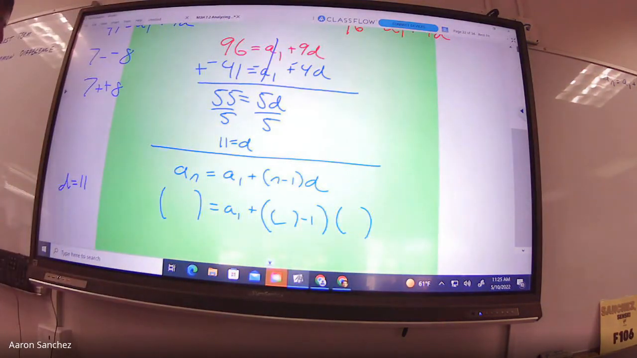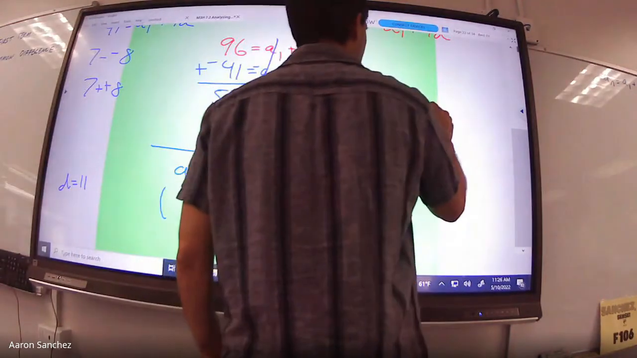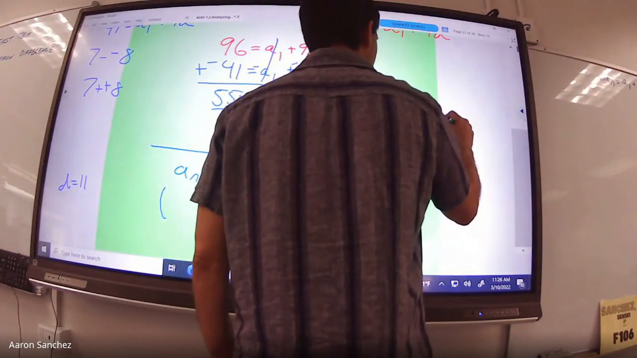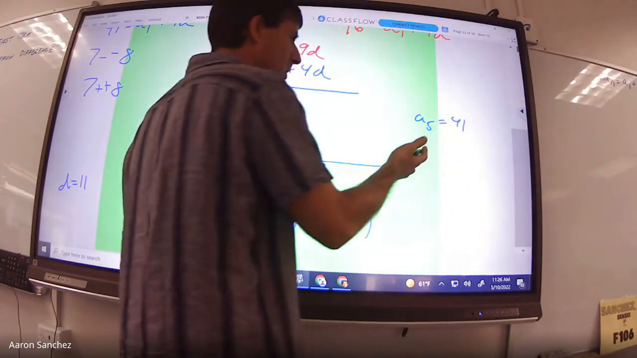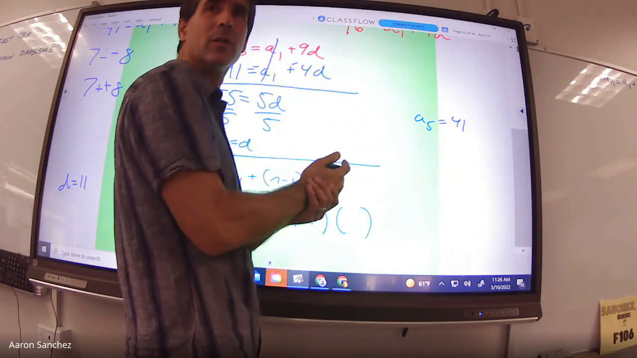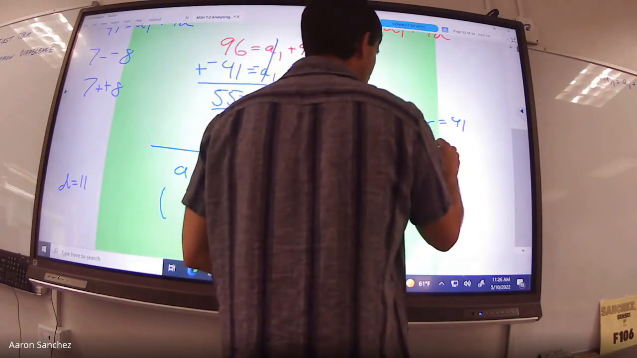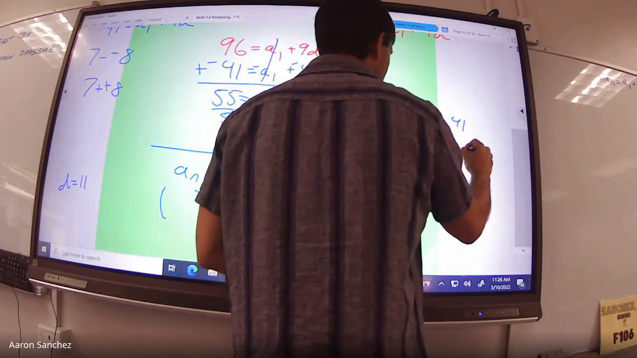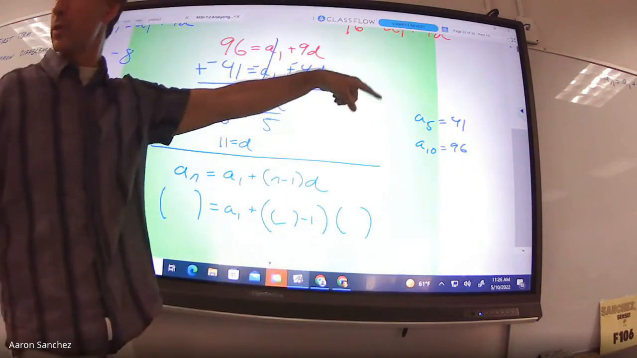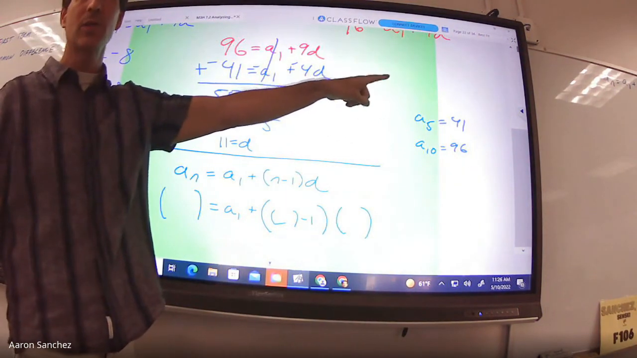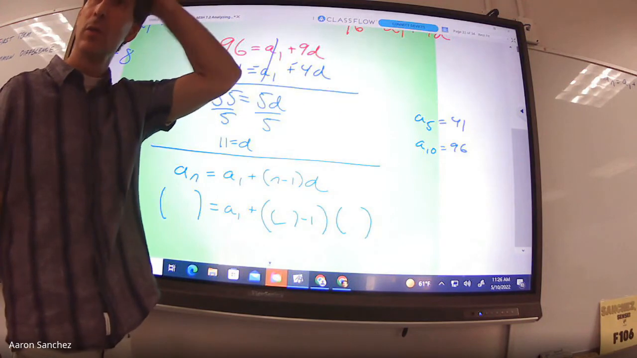Now I got to go scroll back up. Do you guys remember the first one? A sub 5 was 41. Okay, so we have here, a sub 5 equals 41. Do you guys remember what the other point was? A sub 10 equals 96. Now you can use either one of these, it will work. Either one, you'll get the same answer. Which one should we do?